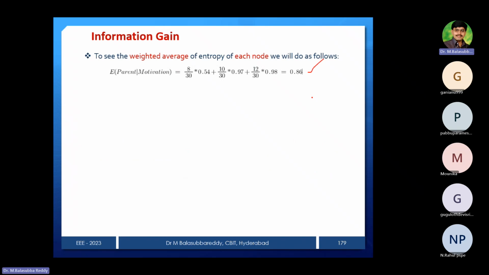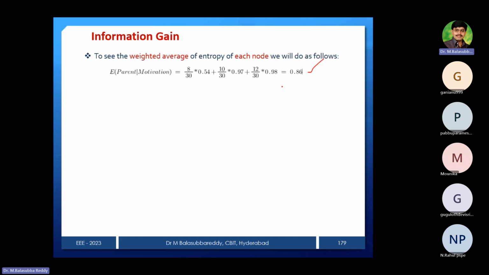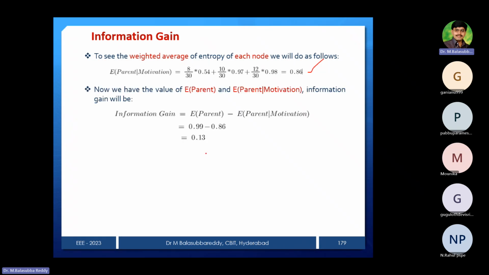The weighted average is 0.86 when motivation is your root node. Now we calculate the information gain. Information gain is the parent node entropy, 0.99, minus this value, 0.86. Subtracting, we get an information gain of 0.13.